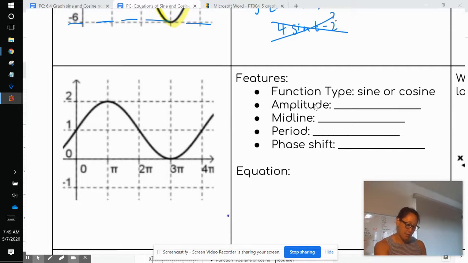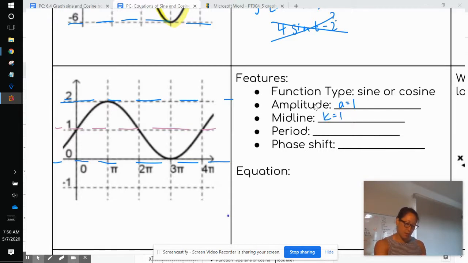All right, next up, midline. I see it is at 1. Highest point, relative max at 2, relative min at 0. All right, so I have an amplitude of 1. Double check. Yup. Okay, so amplitude is 1. Midline is my k value at 1.